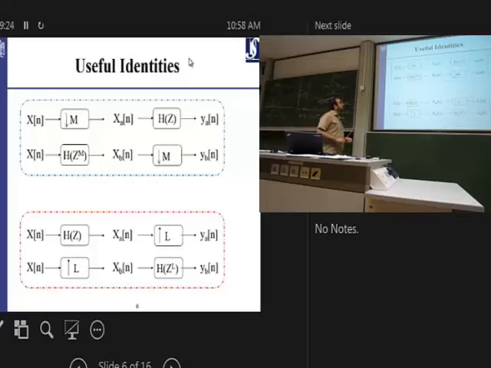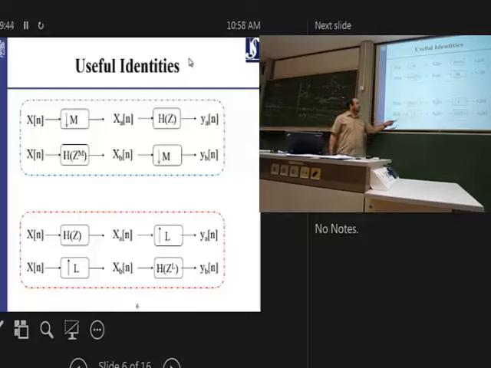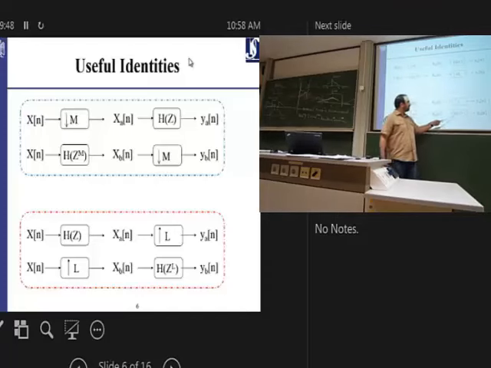Analogous to the first one, for the upsampler we have the same identity. Something pretty much the same. So if we have x of n passed through a filter h of z, and then passed through an upsampler, it's completely the same as to say, first of all, give the signal to the upsampler, and then pass it through a filter which is expanded by L. The result is the same.